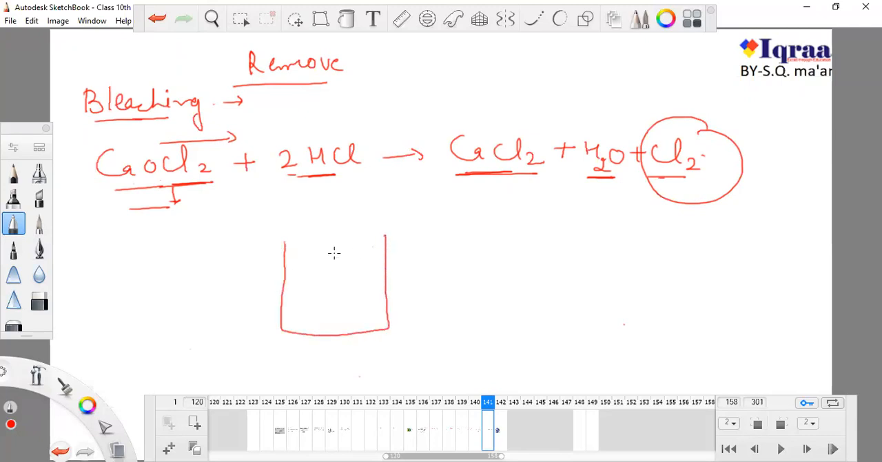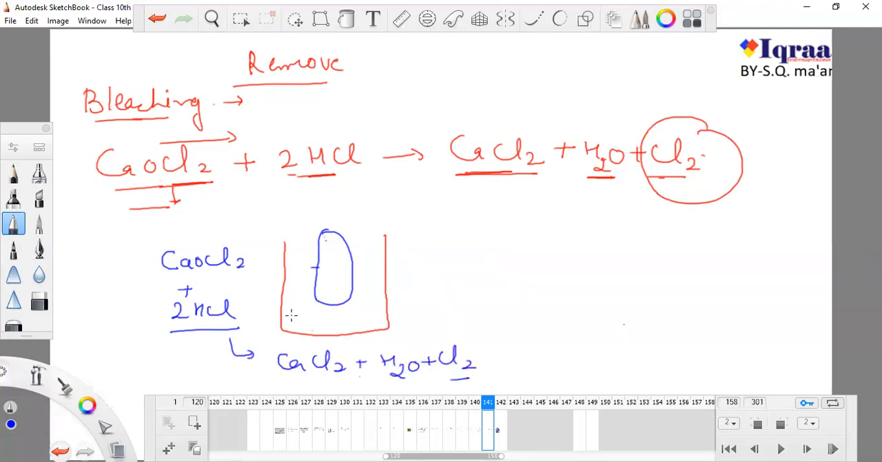Suppose this is our tub, and I want to bleach something, and I just added my cloth to this tub. I want to bleach it. So what should I do? I will add the bleaching powder to this cloth, and I will add this acid to this. By the reaction, calcium chloride will form, water will form, and chlorine gas will form. As soon as the chlorine gas passes, this is my cloth, or this is my paper, or suppose this is your skin, whatever.